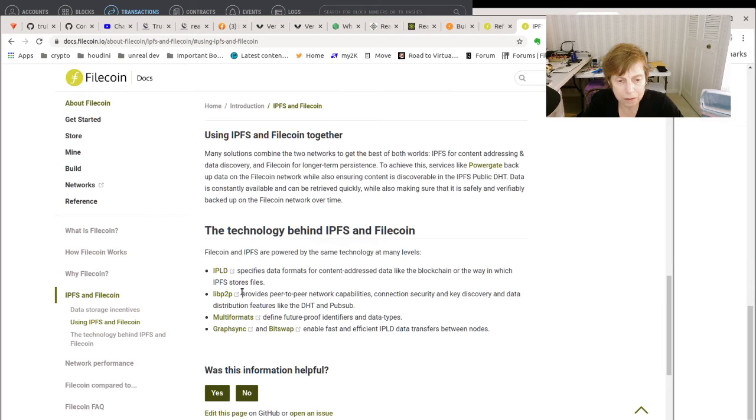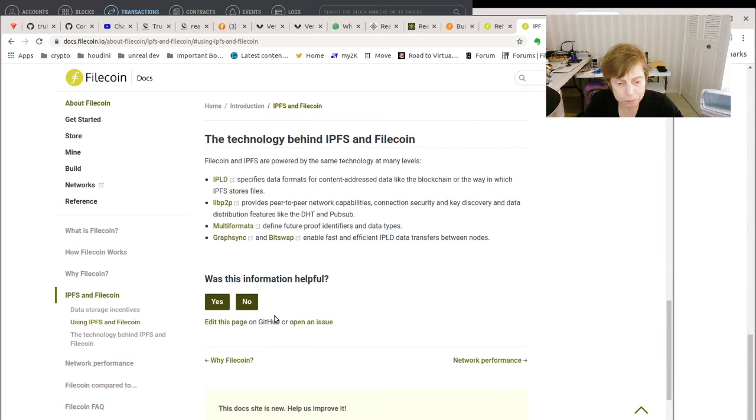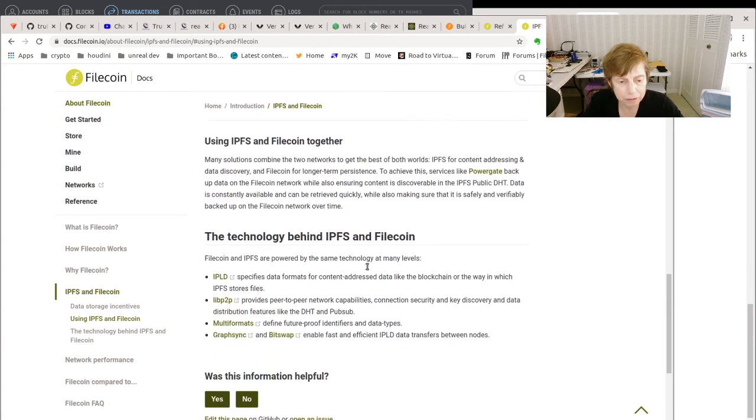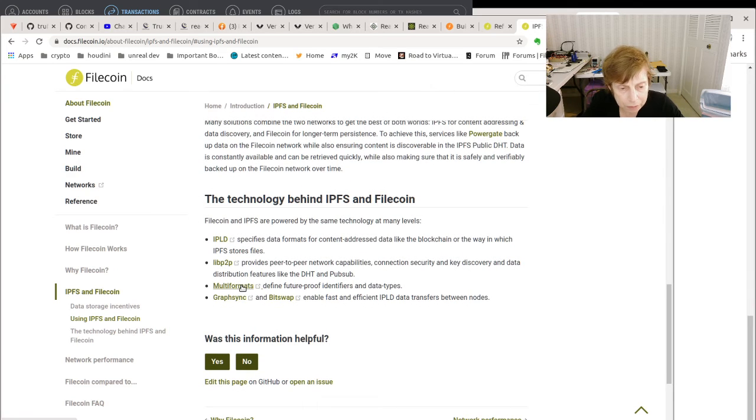and so this specifies data formats for content and address data like the blockchain or the way the IPFS stores files, peer-to-peer network, and future-proof identifiers and data types, enable fast and efficient data storage. So this is a very interesting project here. Let's see what this is.